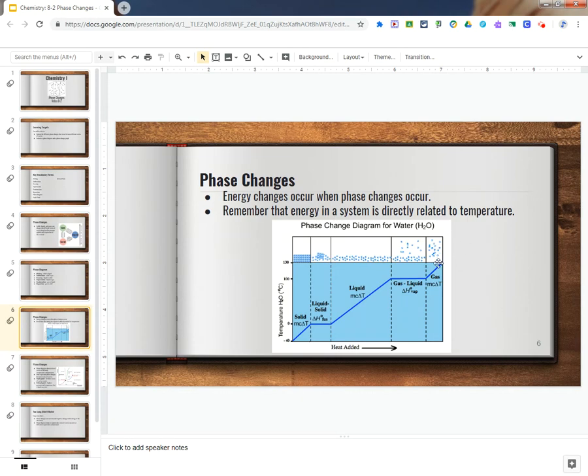So again, pretty simple graph. You just need to be able to read the temperature and understand that here temperature is increasing, here temperature is stable, while we are converting all the molecules from one phase to the next.